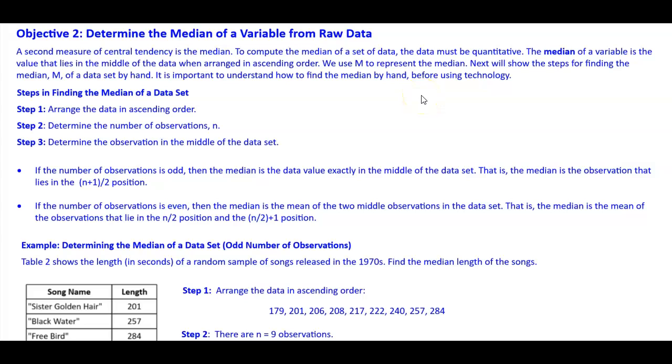Next, we'll show the steps for finding the median of a data set by hand. It is important to understand how to find the median by hand before using technology. The steps in finding the median of a data set. Step 1, arrange the data in ascending order. You have to do that first. Step 2 is determine the number of observations, n. Step 3, determine the observation in the middle of the data set.